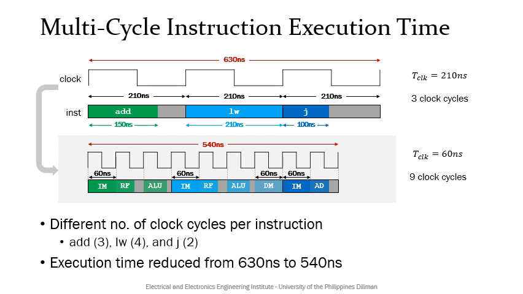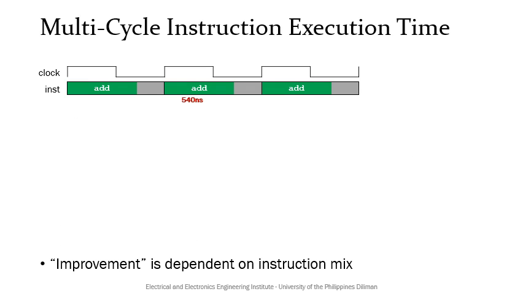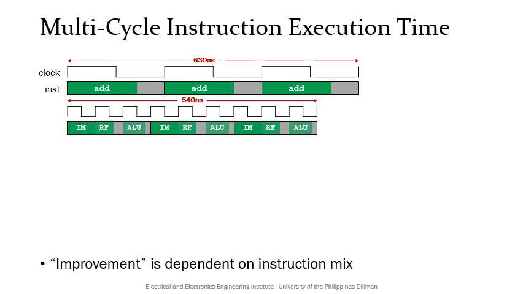However, do we expect to always see this amount of improvement, that is 90 nanoseconds faster for every 3 instructions? The answer is actually no. Consider 3 consecutive add instructions as shown. With our single cycle data path operating at 210 nanoseconds, this will take 630 nanoseconds to finish. However, with a multi-cycle data path operated with a 60 nanosecond clock, and with each add instruction needing 3 cycles to finish, the execution time must be 540 nanoseconds. We also know that the execution time has improved as intended for this case.